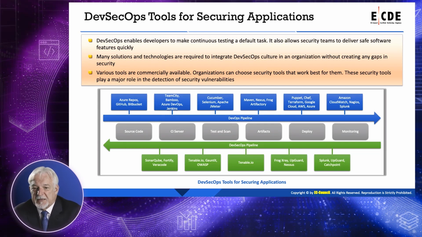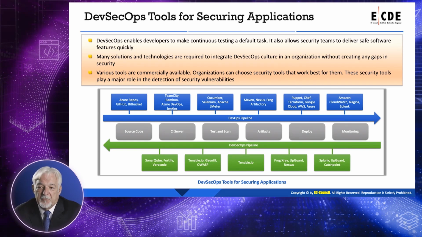So if we look at the DevSecOps pipeline, we have source code, the CI server, test and scan artifacts, deploy, and monitoring as the big phases. So going down through left to right, on the DevOps pipeline, we see the tools that they use: Azure Repos, GitHub, Bitbucket, Jenkins, Cucumber, Selenium, Maven, Nexus, JFrog Artifactory, Puppet, Chef, Terraform, etc., all the way through to Splunk at the end of it. On the DevSecOps pipeline, we look at some of the specific tools that are used from the security perspective to enable the safe migration across this diagram.